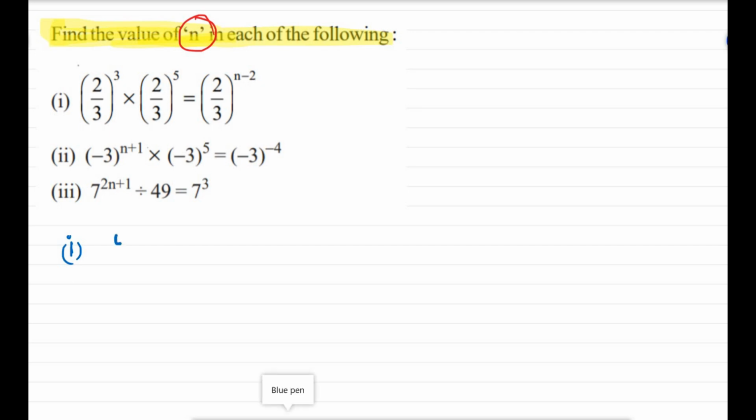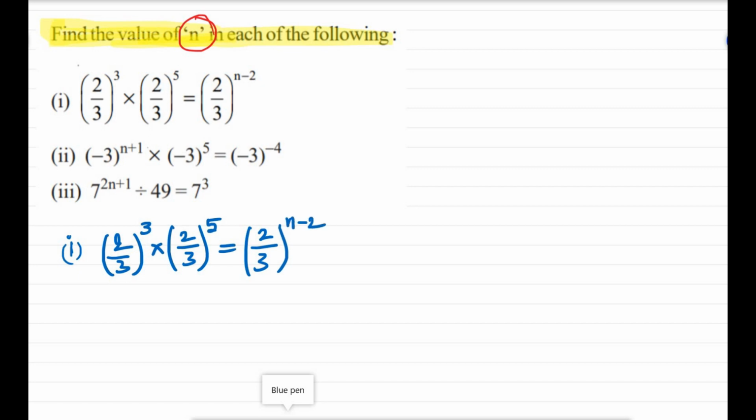2 by 3 whole power 3 into 2 by 3 whole power 5 is equal to 2 by 3 whole power n minus 2 is given. If you clearly observe, all the bases are same. So we know one rule: if bases are equal, powers can be added. I'll apply that logic here.